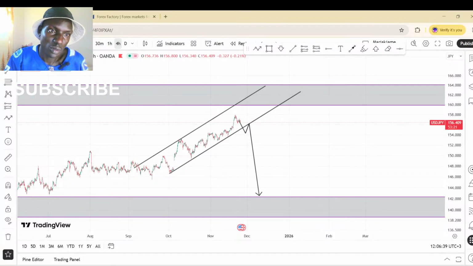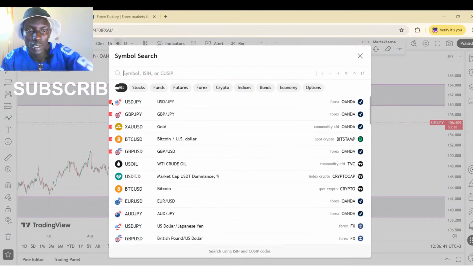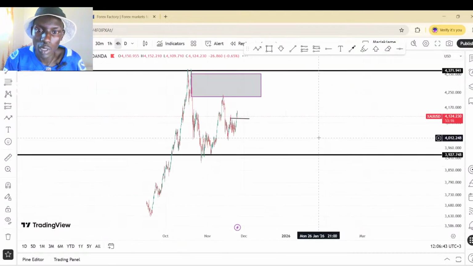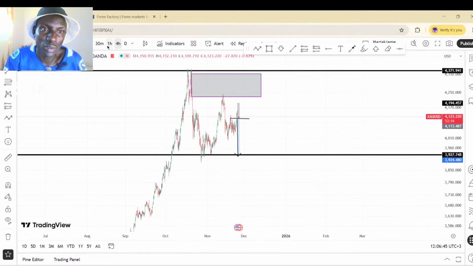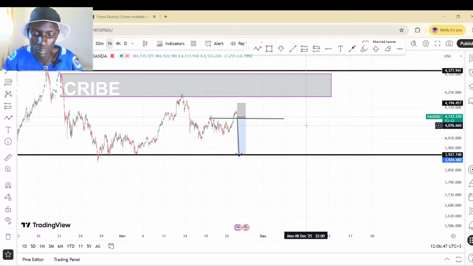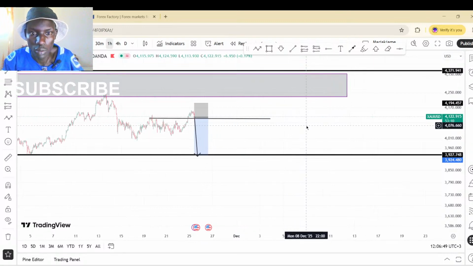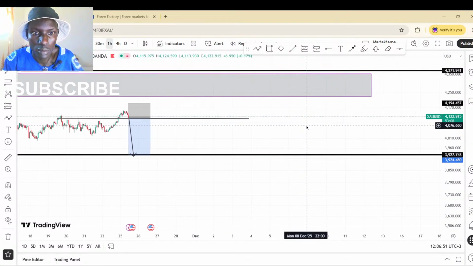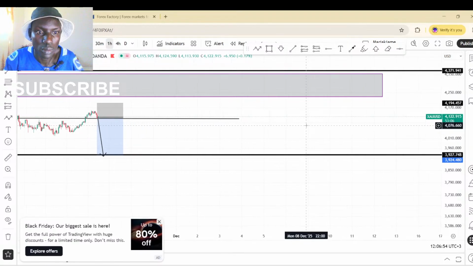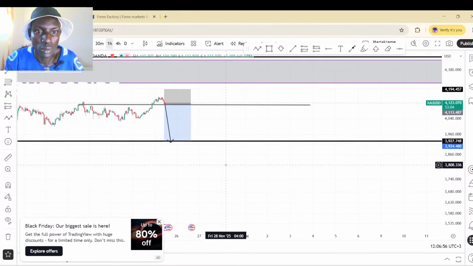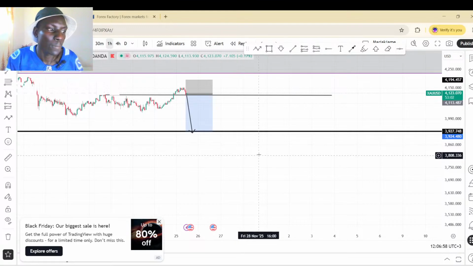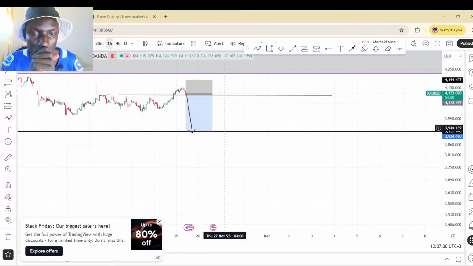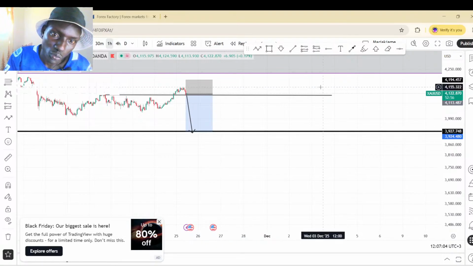Let's first see gold. We see how it is playing out. Let's check on our gold. So this is how our gold is playing, guys. So I don't expect it to break this level here.